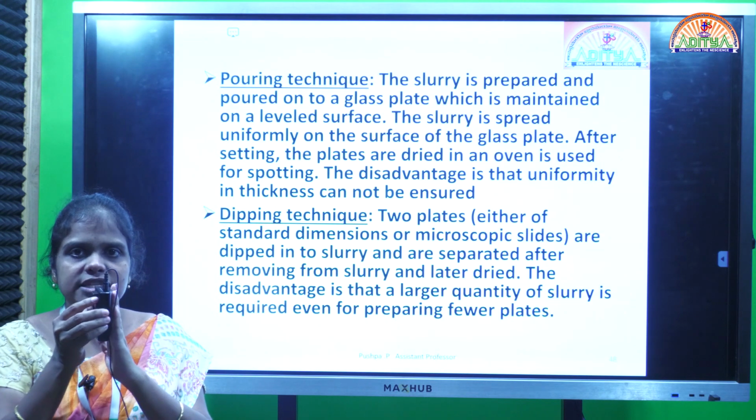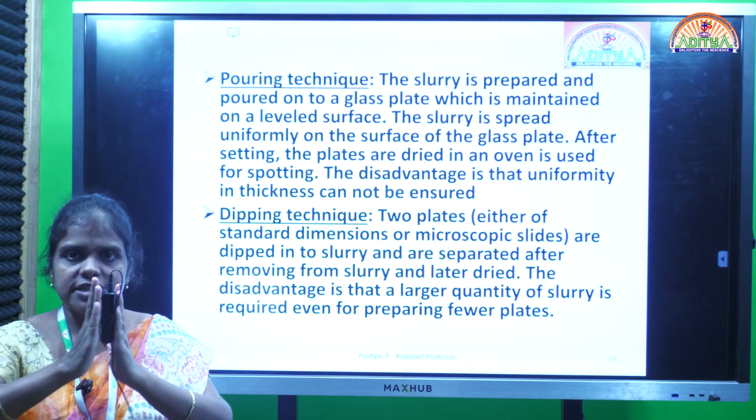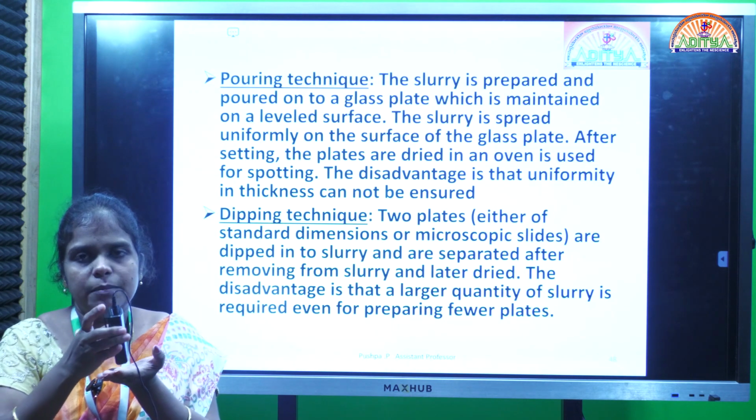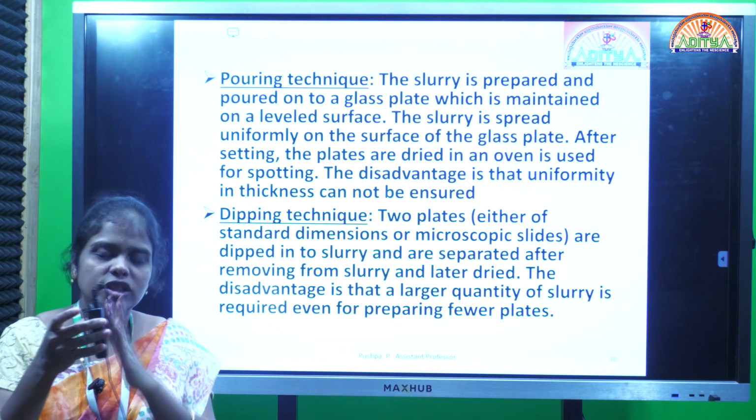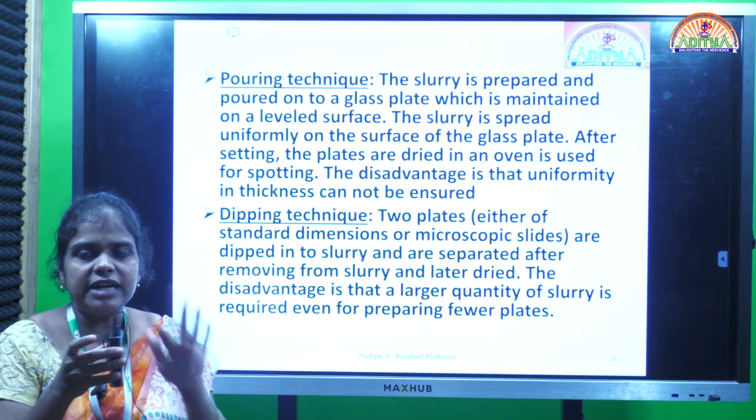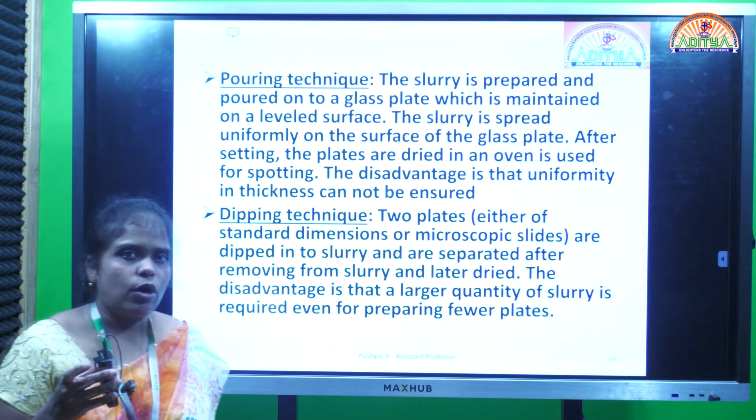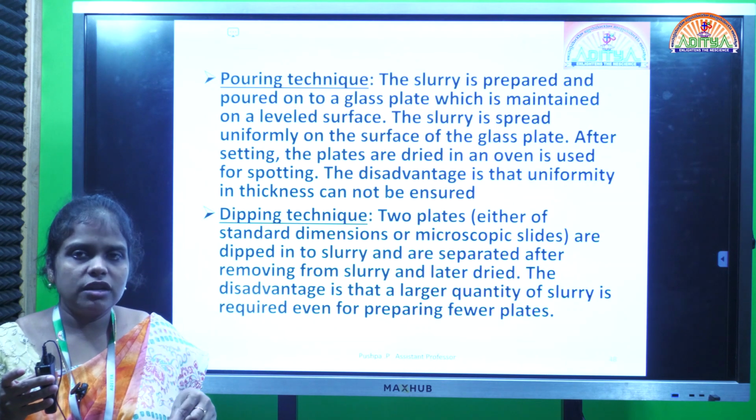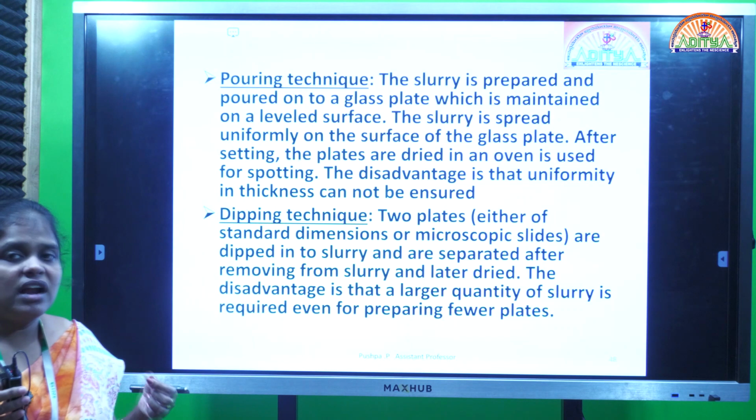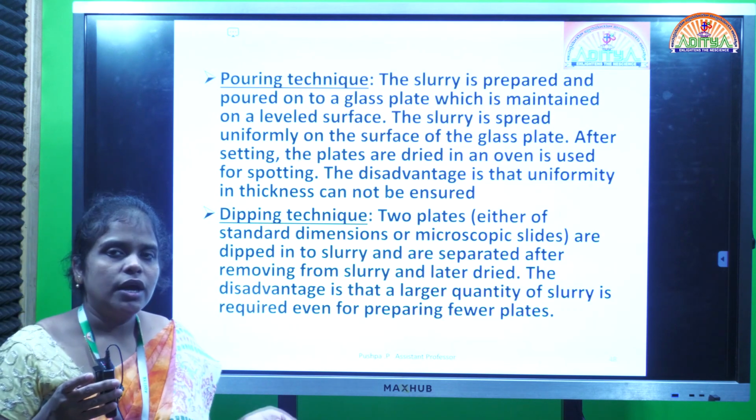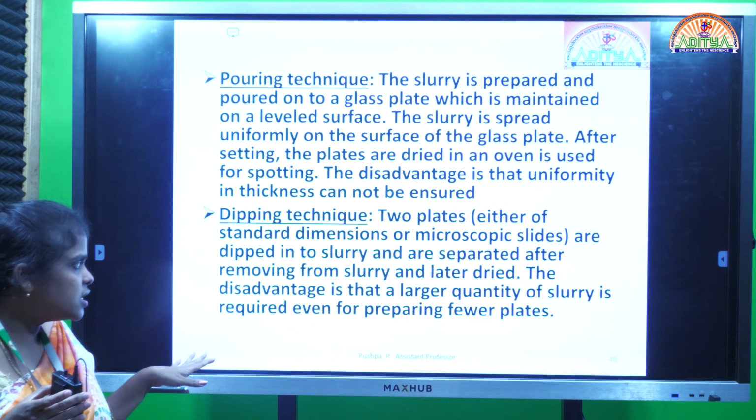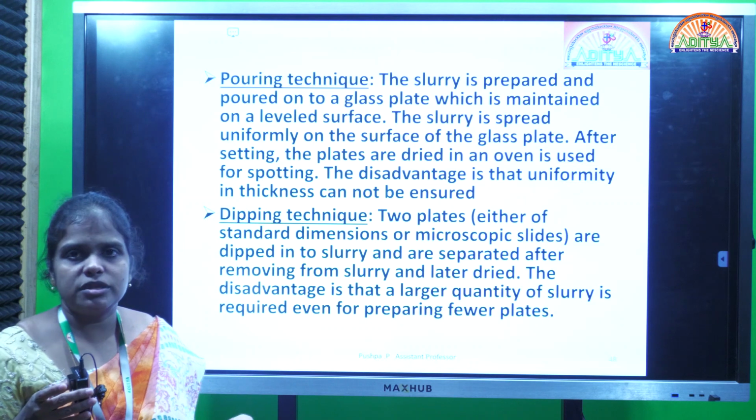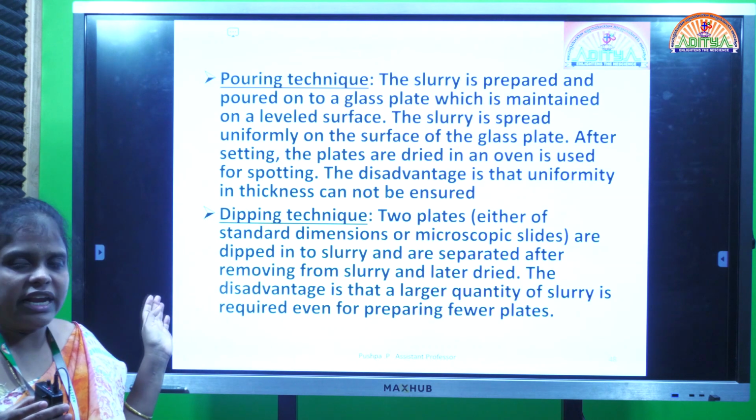Understood? Two TLC plates you have to take and join like this, and the joined TLC plates we have to dip in the slurry-containing beaker, and remove. What will happen? On both plates, one side is covered with the slurry. And because of the dipping technique, a large quantity of slurry is used here. More slurry is being used by the dipping technique. So that is the main disadvantage.